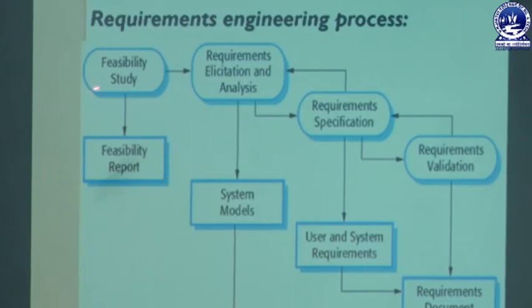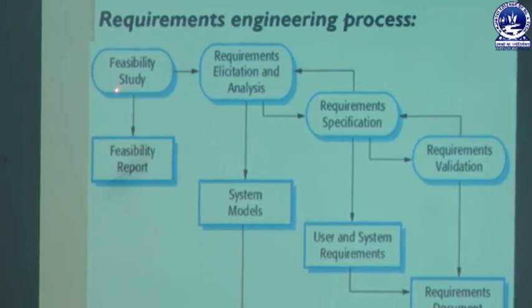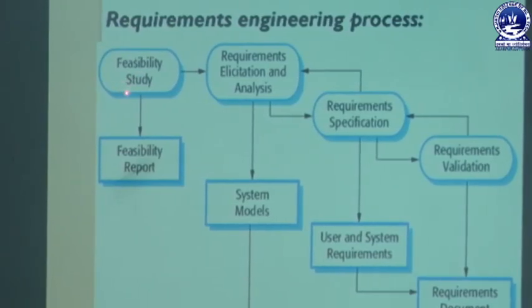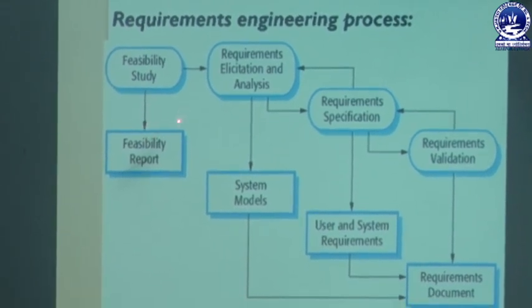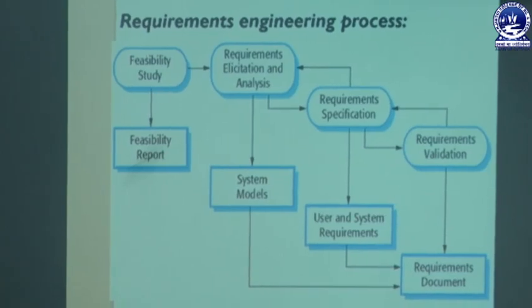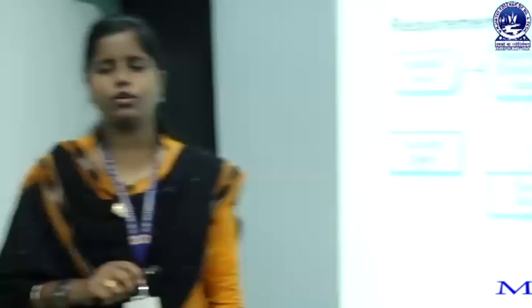What we have concluded is that in the requirement engineering process, there are 4 distinct phases. We have to follow the first phase, that is feasibility study. So, here the first phase is feasibility study, and from the feasibility study process, we will get a feasibility report. So, what actually does this mean?